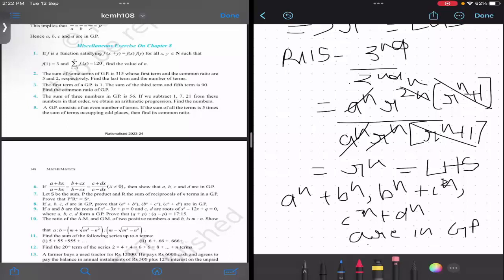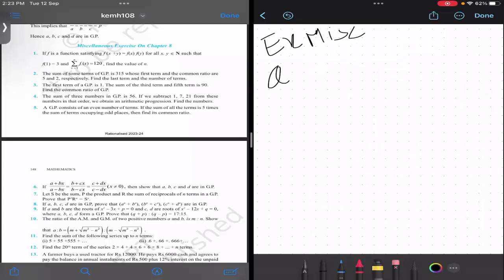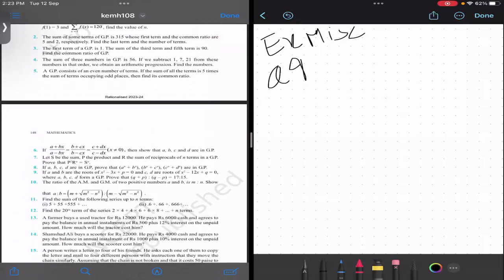Correct? Moving on. In question number 9, we have, if a and b are the roots of the equation x² − 3x + p, and c, d are the roots of the equation x² − 12x + q, where a, b, c, d form a GP, we need to prove that (q + p) : (q − p) is going to be 17:5, right? So how are we going to prove this?